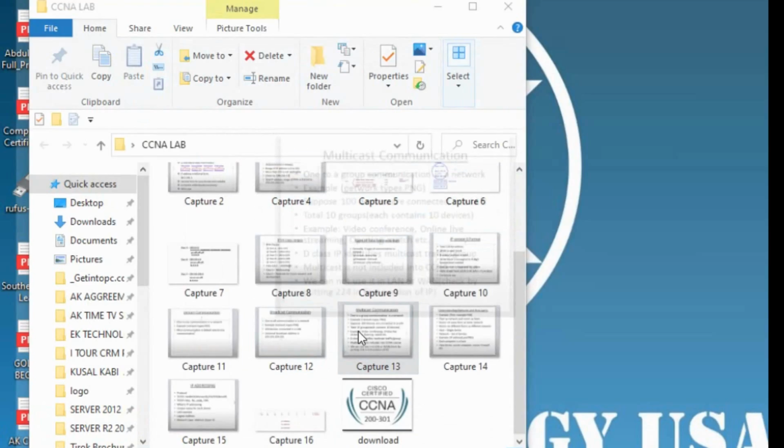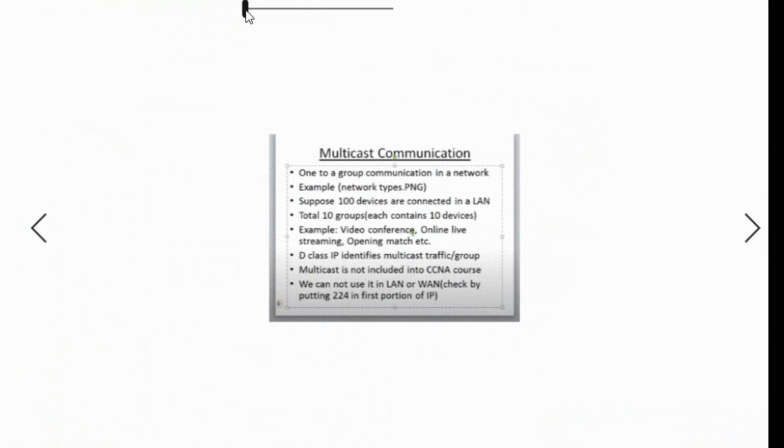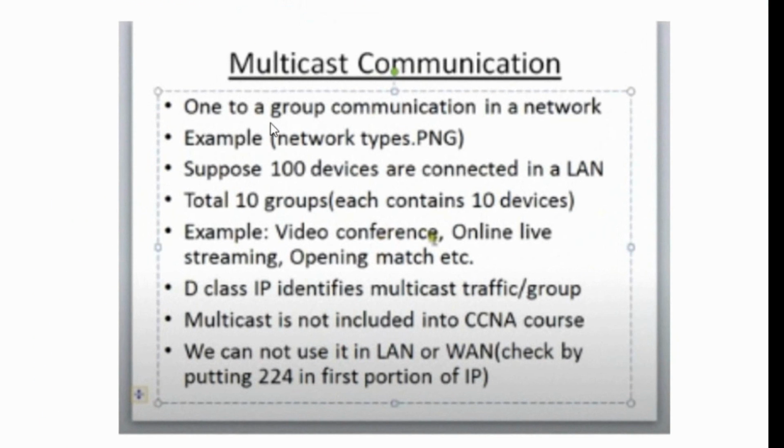And now I'm going to explain the multicast communication. So what is multicast? Multicast communication is a one-to-a-group communication in a network. For example, suppose 100 devices are connected in a LAN, and you have a total of 10 groups, each containing 10 devices. Examples are video conference, online live streaming, and so on. Class D also contains the multicast traffic group. Multicast is not included in the CCNA course.